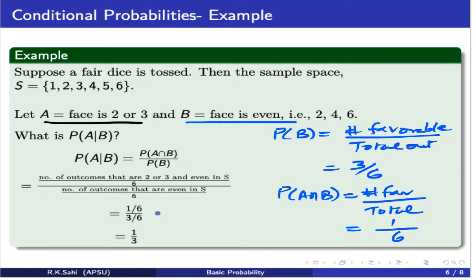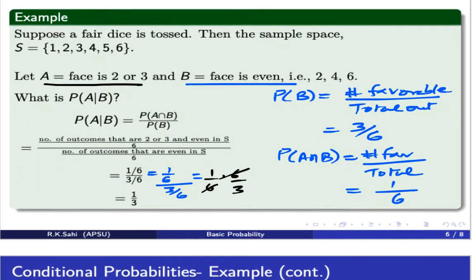So when we plug in the values, it's 1 over 6 divided by 3 over 6. Let's look at this one. When we want to solve it, we take the 3 over 6 from the denominator and we flip it. So it's 1 over 6 times 6 over 3. 6 cancels, and we get 1/3.